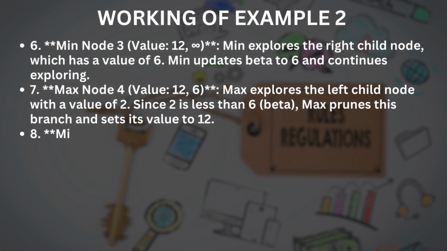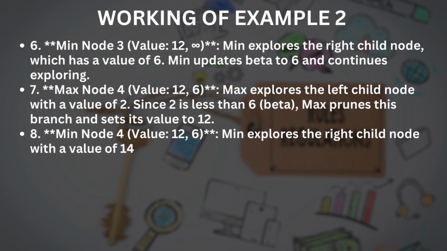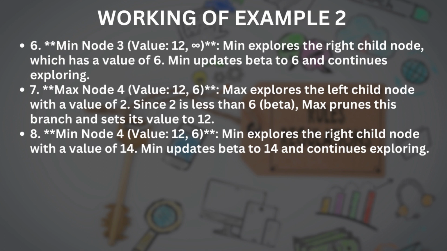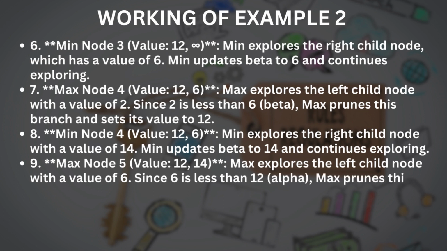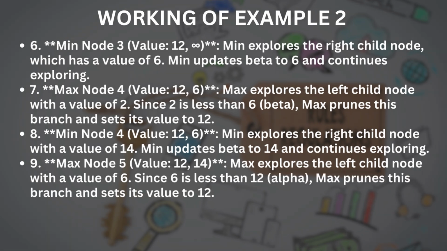Now, in the next step 8, min node 4, value 12 and 6. Min explores the right child node with a value of 14. Min updates beta to 14 and continues exploring. In step 9, max node 5, value 12 and 14, max explores the left child node with a value of 6. Since 6 is less than 12, that means alpha, max prunes this branch and sets its value to 12.